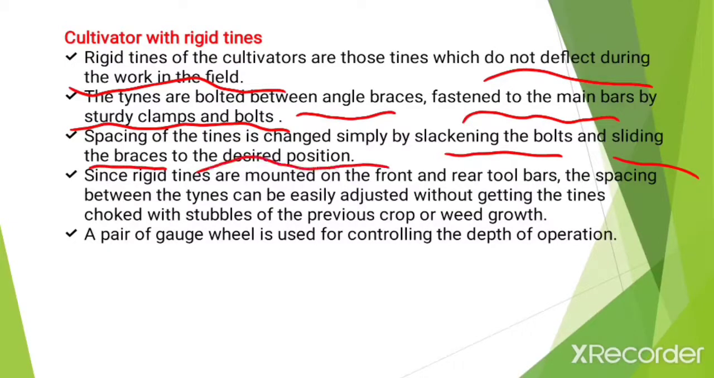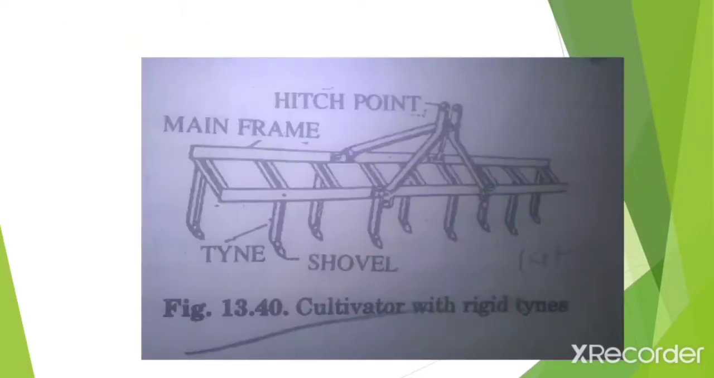Since rigid tines are mounted on the front and rear toolbars, the spacing between the tines can be easily adjusted without getting the tines choked with stubbles of the previous crop or weed growth. Then a pair of gauge wheels is also provided to control the depth of operation.